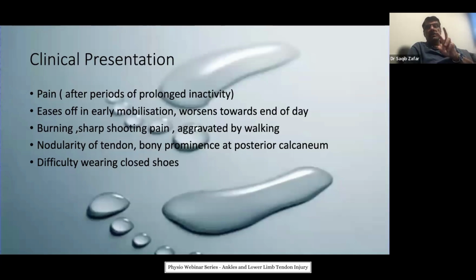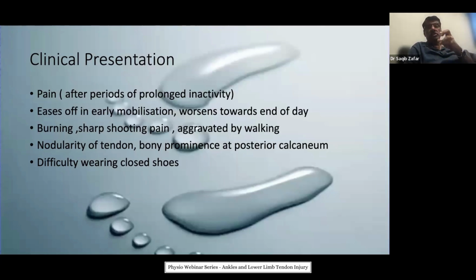People will describe it as pain first thing in the morning when they get off the bed and try to go to either a toilet or a kitchen. The first few steps are really painful. Then it slowly eases off in early mobilization. But as the day passes and they get engaged in their daily activities, it gets worse. And towards the end of the day, the pain is really worse again, which again shows repetitive and cyclical loading, which is normal for that person. But because the tendon or the plantar fascia is degenerative, it's not healed, it's progressively getting weaker. It cannot cope with those demands.